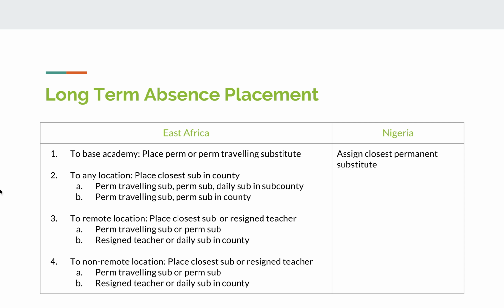And then the 4th one is to allocate teachers for a non-remote location. That's also looking at any permanent traveling substitute or permanent substitute, and a resigned teacher or daily substitute in a county.